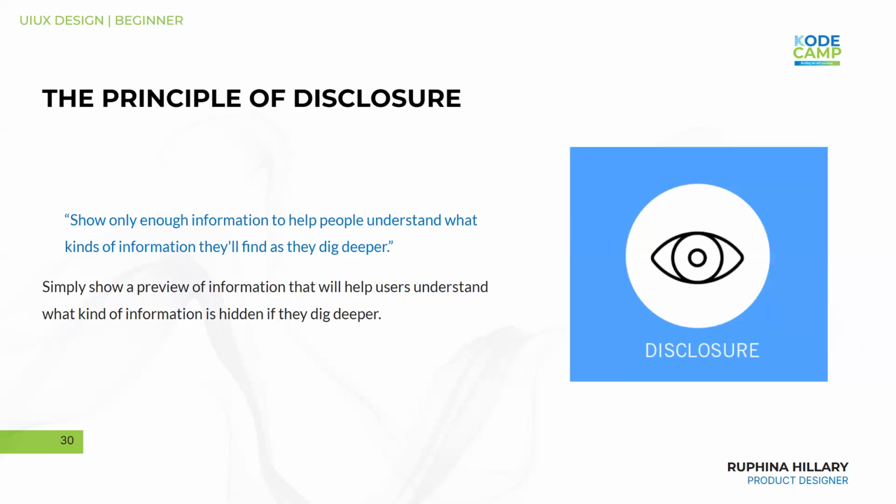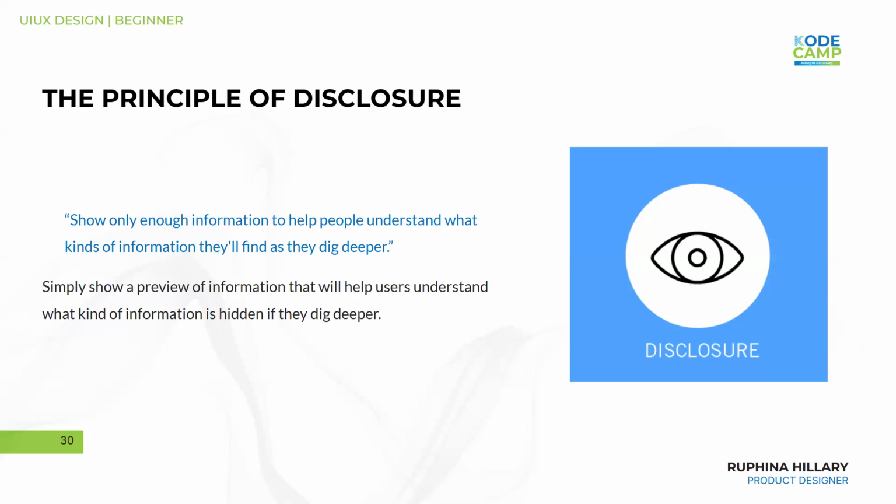For example, in disclosure, you show some items in your application and you simply put a see all. The principle of disclosure here helps the user because they're going to see what kind of information is available. And if they decide to go ahead and see more, they'll click on see more.